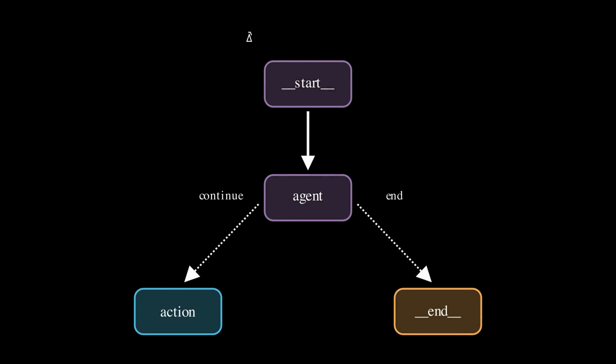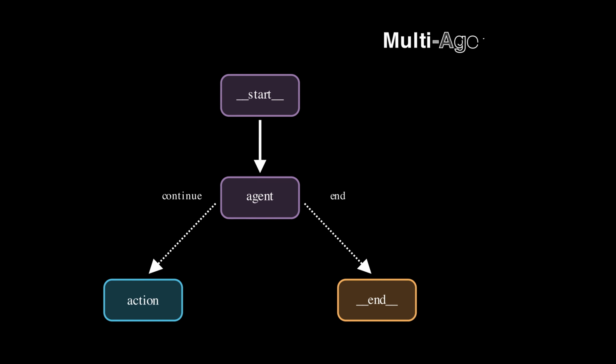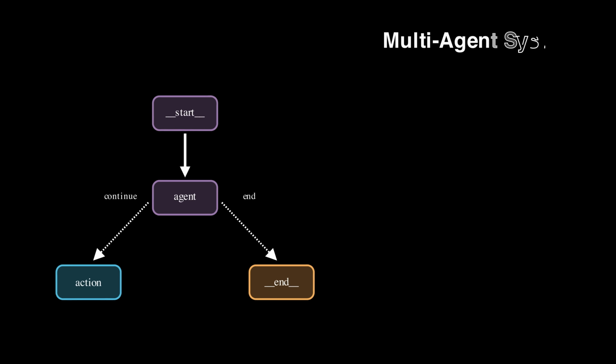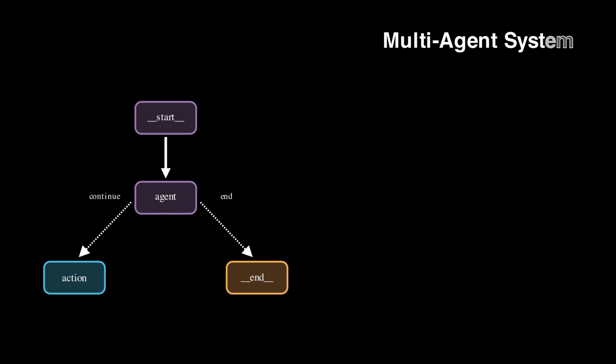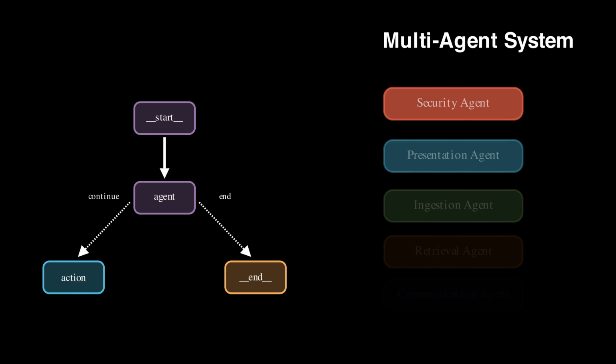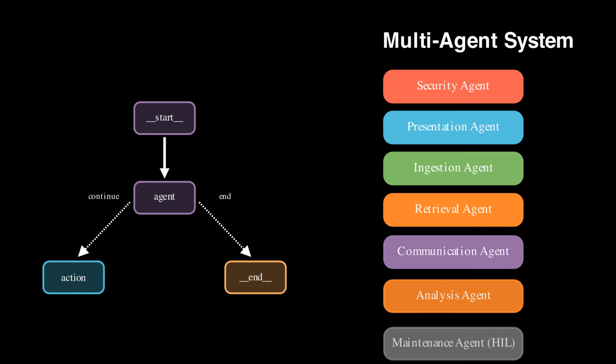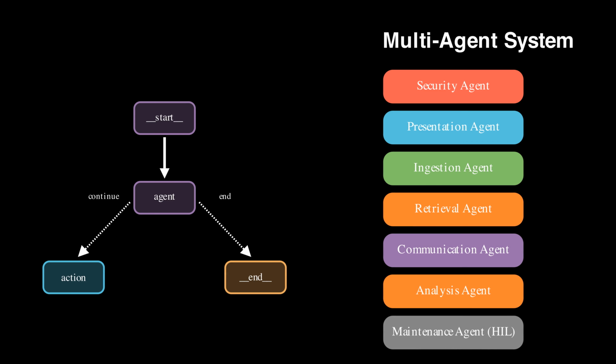We will model our AI workflow as a graph. This is highly extensible and easy to visualize. Each node in the graph will execute a piece of logic, and in our design, a node can be an agent itself. We are using a multi-agent approach because it allows us to divide our complex system logically. Each agent will have a single responsibility. Our agent roster includes the security agent, presentation agent, ingestion agent, retrieval agent, communication agent, analysis agent, and maintenance agent.